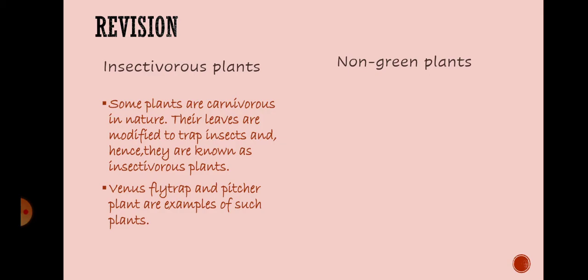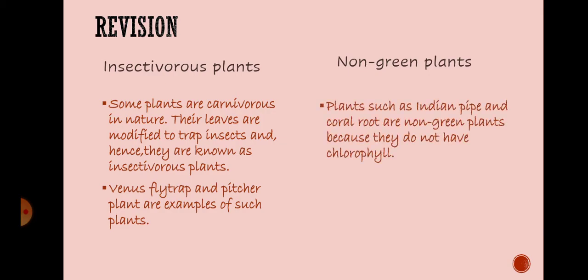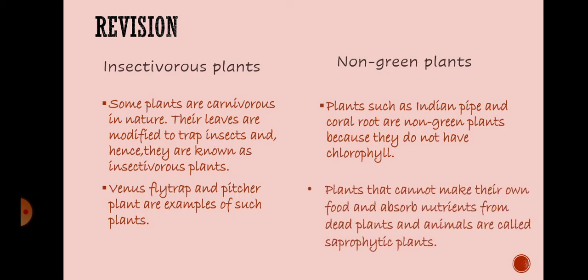Non-green plants. Plants such as Indian pipe and coral root are non-green plants because they do not have chlorophyll. Plants that cannot make their own food and absorb nutrients from dead plants and animals are called saprophytic plants.